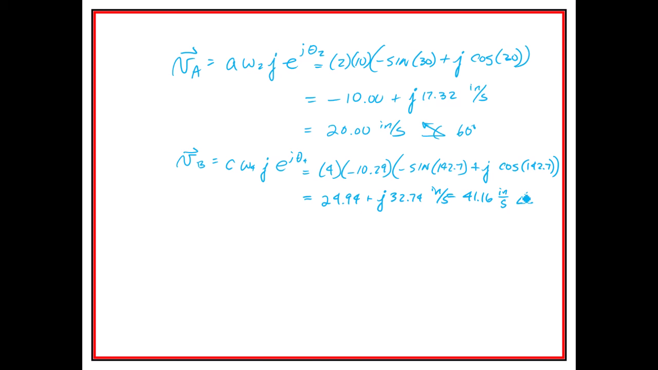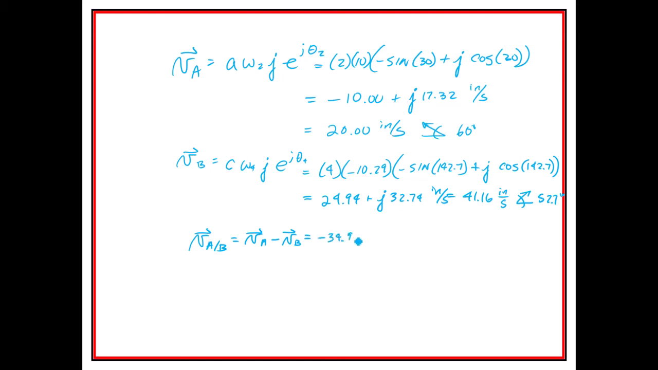And if we take the inverse tangent of the 32.74 divided by the 24.94, we get 52.7 degrees. And if we wanted VA with respect to B, we would just take A and subtract out B. And that's going to be, I mean, it's not really all that important to us. It's hard to actually picture this one.